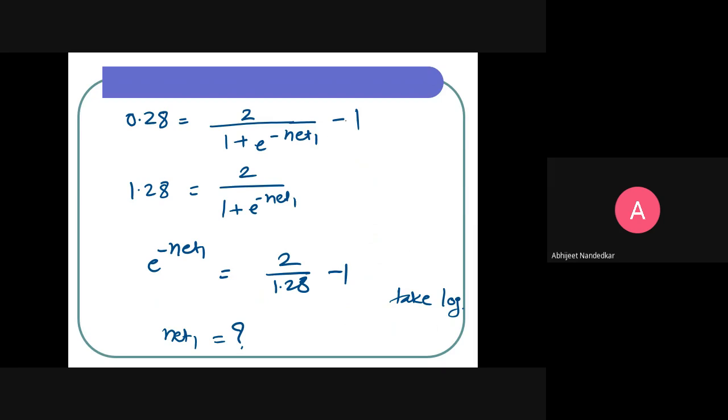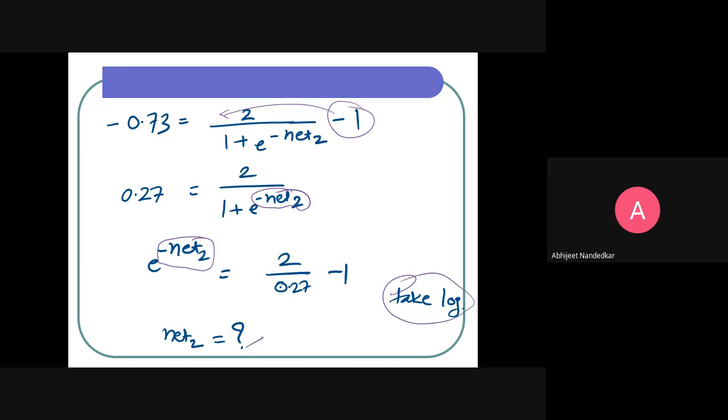So if you simplify, this one will go here, and then you can further simplify this and bring this thing to the left hand side and the other things to the right hand side, and take log of this. Okay, so taking log of this will give you the net value. Similarly, for the second neuron, you take this -1 to the left hand side, then rearrange for net 2 like this, and then take log.